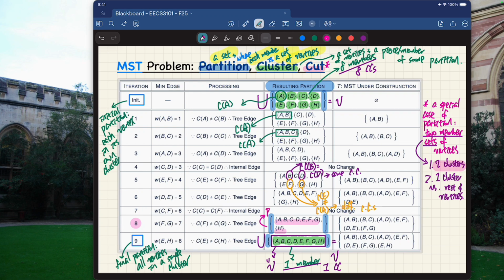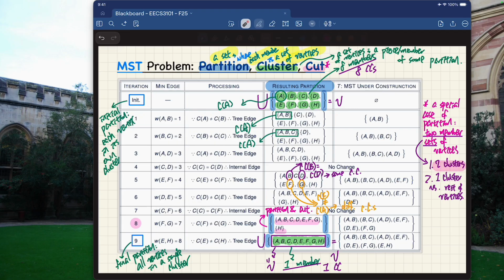So this is a partition and also happens to be a cut. Again, it's a cut because this partition has exactly 2 member sets, and each member set just happened to be a cluster itself. All right, so that's case number 1.